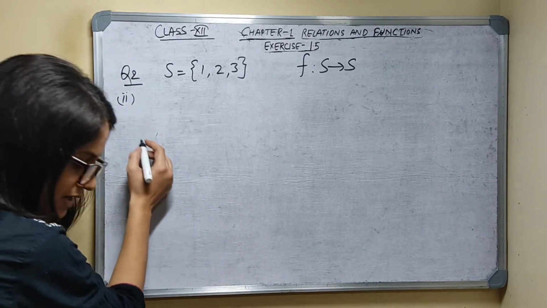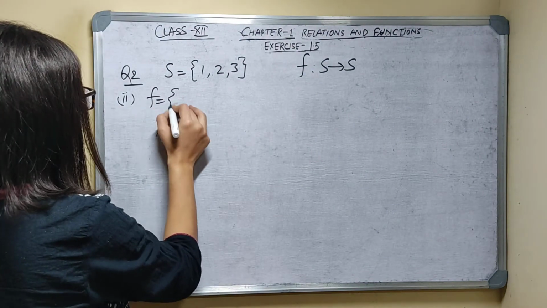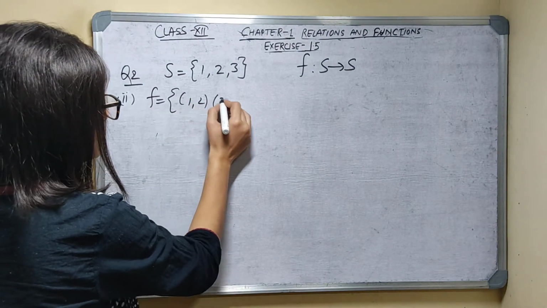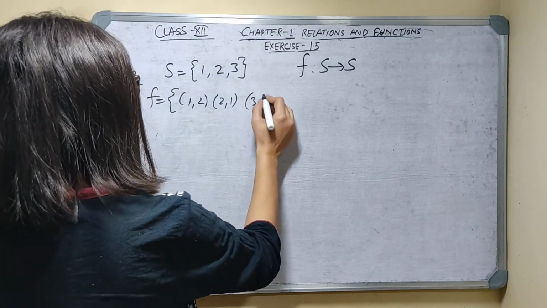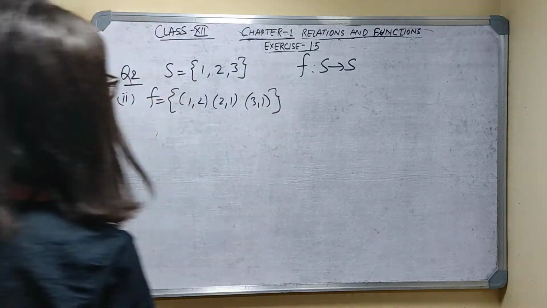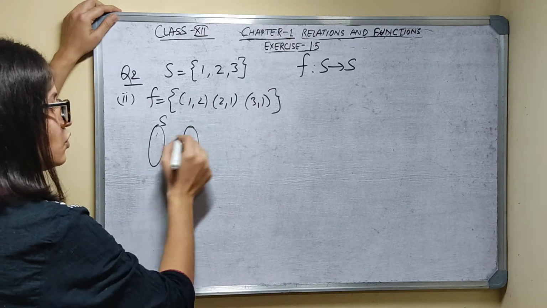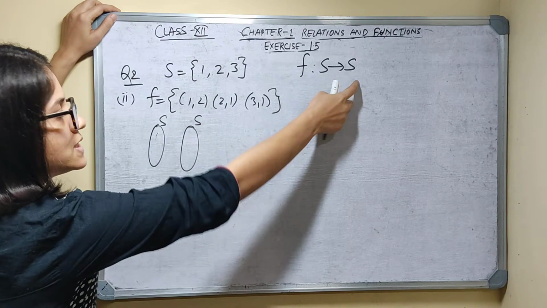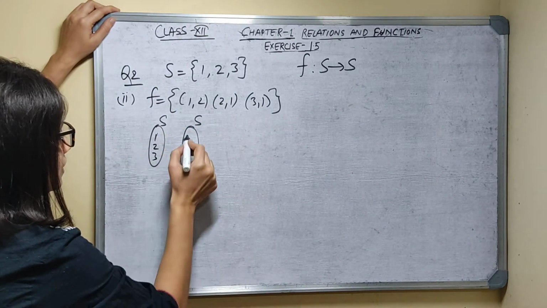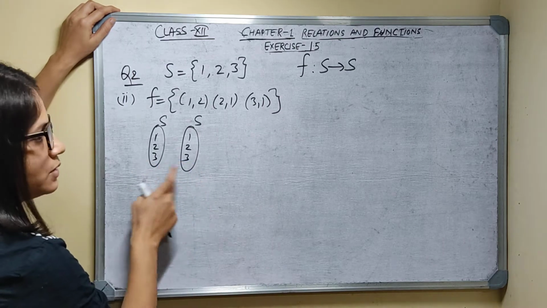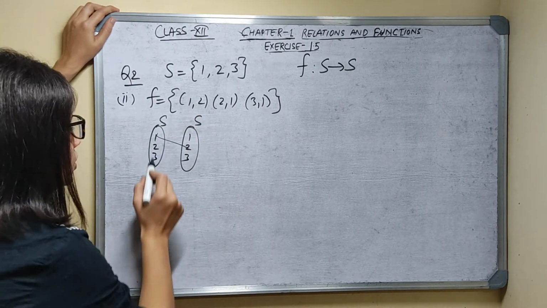In the second part, F is given as 1→2, 2→1, 3→1. For this function, I'm writing S to S: this is the domain and this is the codomain. Now you see 1, 2, 3 on each side. 1 maps to 2, and 2 maps to 1.